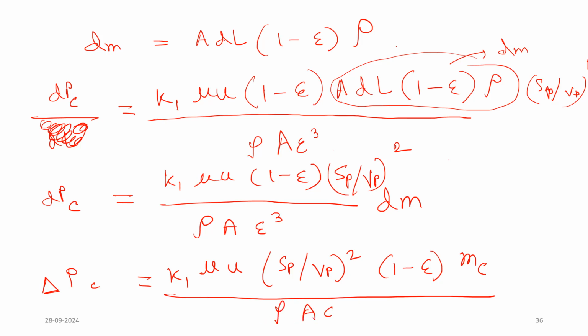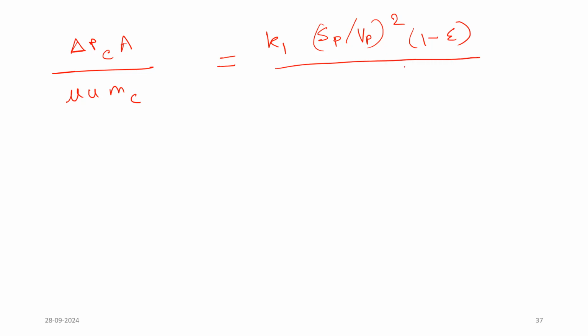Now this is called the specific cake resistance, that is alpha. So alpha will be K1 Sp by Vp square, (1 minus epsilon) over rho epsilon cube, as we are defining alpha as delta Pc A by mu u Mc, right? So this is the derivation of specific cake resistance.